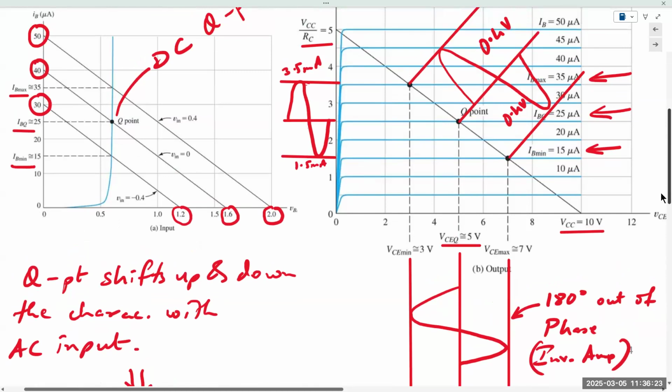Obviously, these three are not to scale. IB actually looks the biggest, but it's obviously not to scale. Microamps, milliamps, and then volts. Six point 7 voltage.